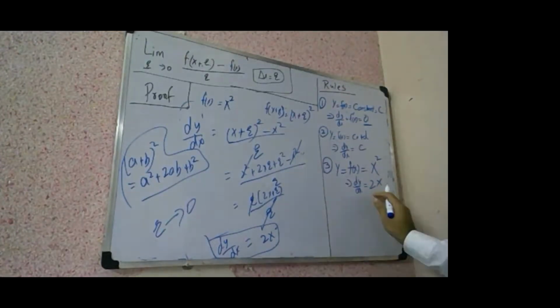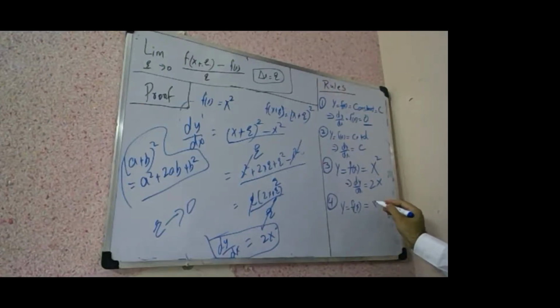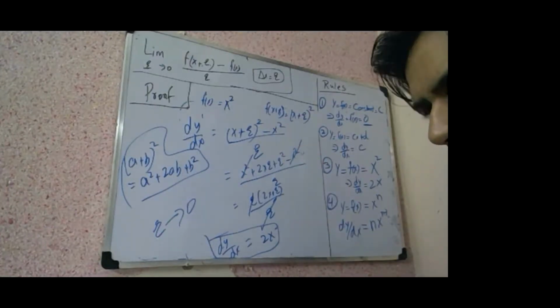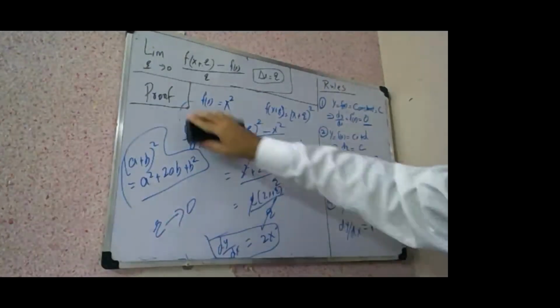Now, based on the same phenomena, we can go for rule number 4. That is y equals function of x, and if we have x power n, we can get dy by dx equals n x power n minus 1. How do we do that? The same thing. I'm sure you have noted this down.